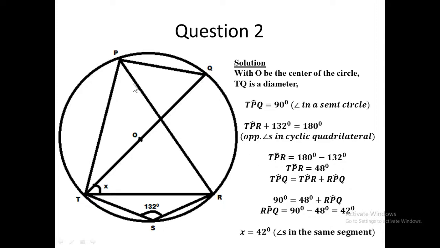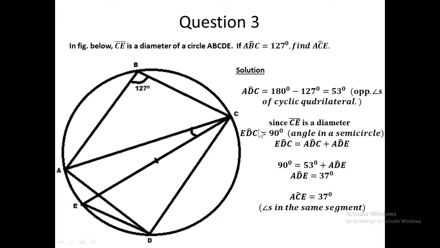42 degrees. There's a relation between this angle here, angle RPQ, and the angle X you are looking for. They're in the same what? The same segment. And angles in the same segment are what? Are equal. So that's why angle X is what? 42 degrees.